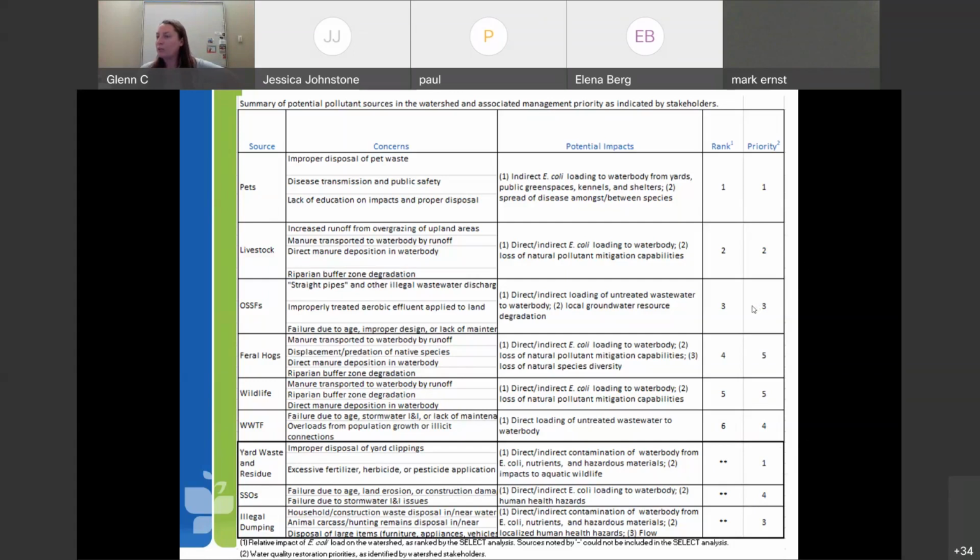And then our third priority was looking at septic facilities and pairing that with illegal dumping and floatables. And our fourth priority was going to be looking at SSOs and wastewater treatment facilities. And then our fifth priority would be looking at wildlife and feral hogs. Feral hogs and wildlife were put at the bottom of the totem pole because there really weren't that many in our watershed, and they can exceed feasible management.